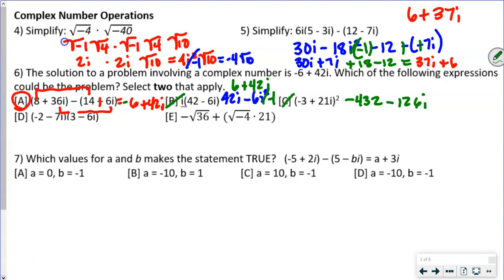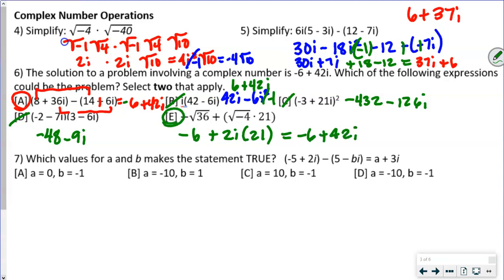Then this one down here, we're going to do the box method. Okay, when we do the box method with this one, I got negative 48 minus 9i. So that one absolutely is not the one either. Then this last one right here. Okay, so this one is minus square root of 36 is 6, right? And then plus, this is going to be 2i, right, times 21. So this is going to be minus 6 plus 42i. So there's our other answer, y'all. So those were the two that were the same.